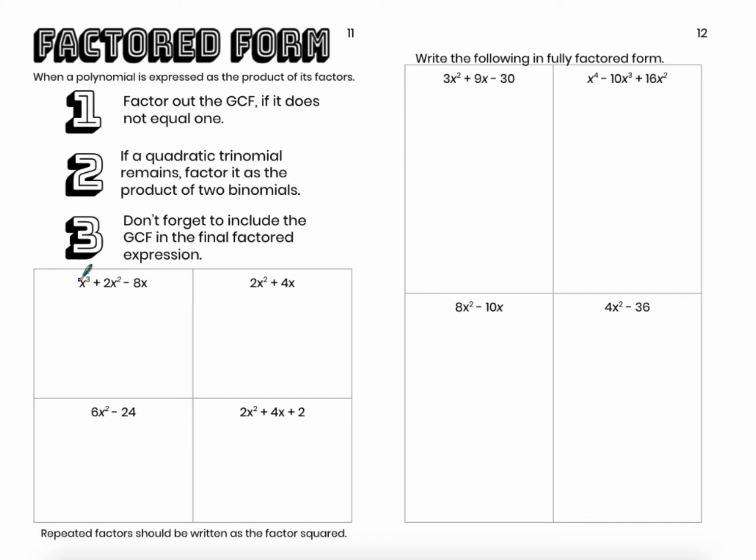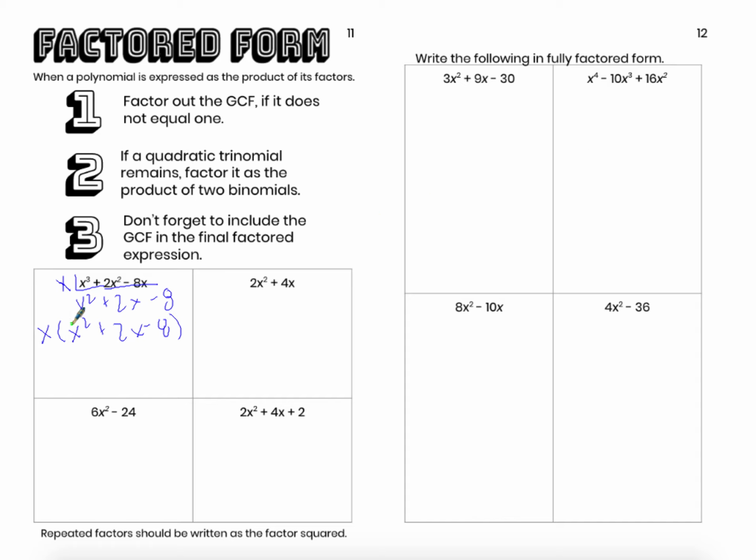In this first example, we do have a clear GCF, of x. So if we divide it through by x, we have x squared plus 2x minus 8. So factoring out the GCF, we have x times x squared plus 2x minus 8.